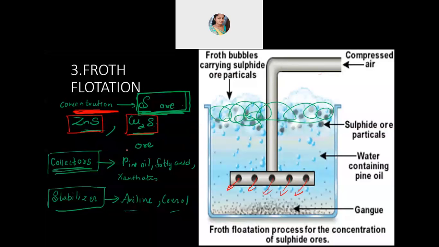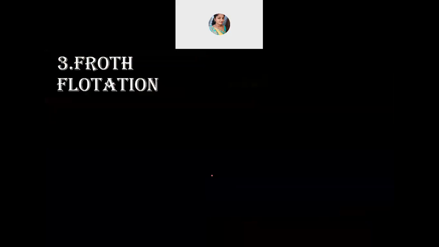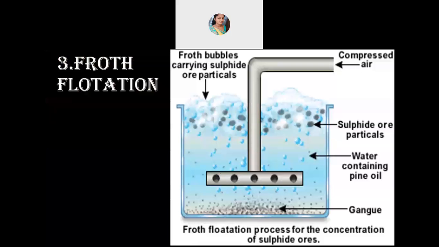So for that you need something to collect them, so we are using a collector here. Pine oil is taken, or you can use fatty acids, or xanthates. These are called collectors. Since they are unstable, we need a stabilizer also. Aniline and cresols are added here as a stabilizer. I told you, this is similar to how we extract butter from buttermilk.